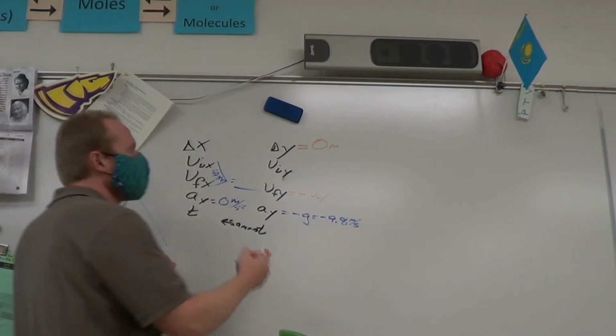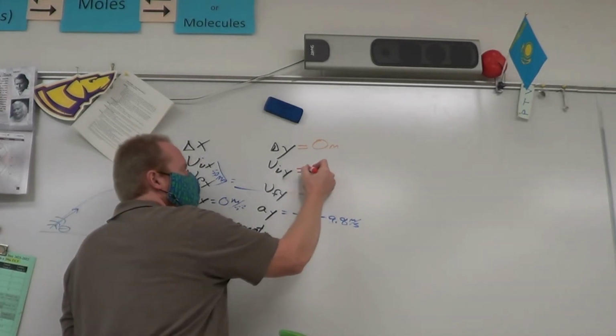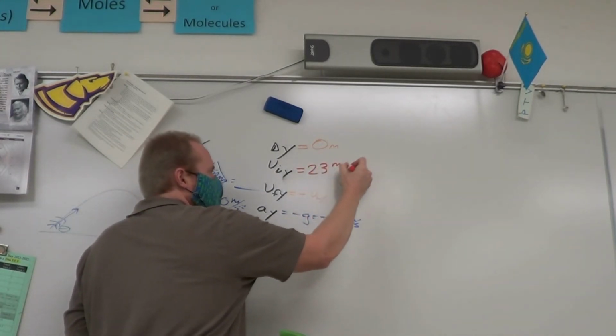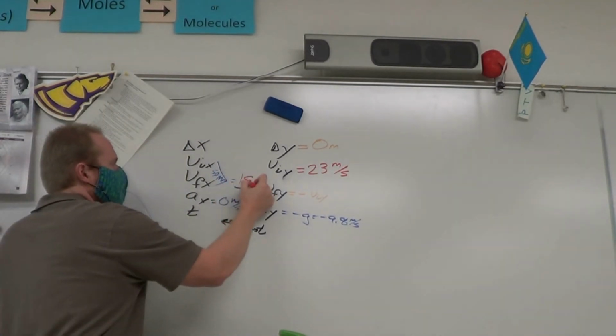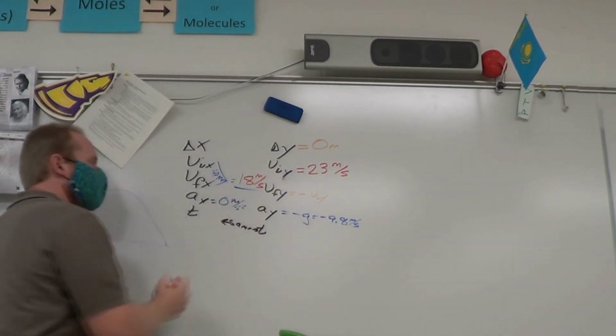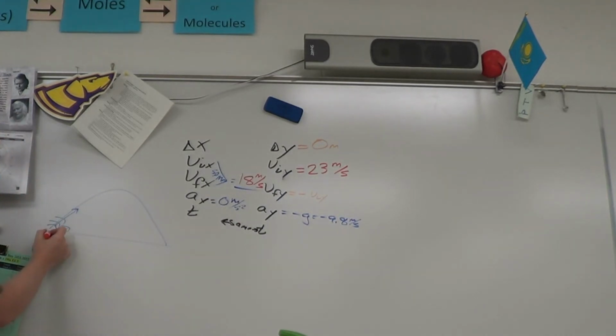So what is my initial velocity in the y direction? It's 23 meters per second. And in the x direction, this is at 18 meters per second. What this is kind of showing on my little picture, this is going at 18 meters per second this way, but it's going up at 23 meters per second, right? If I was going to resolve my vector, I'd break it down into this.